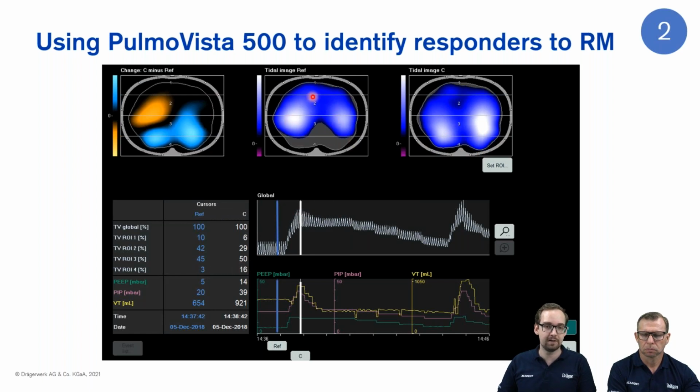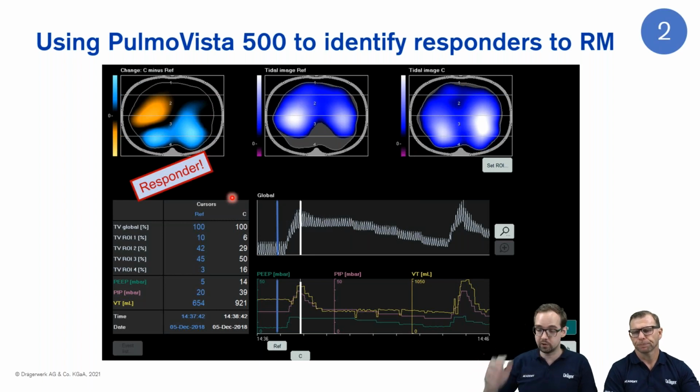By comparing this image with this image, just on a visual basis, you can already see there's a big difference. We see that especially in the dorsal part, which is most prone to atelectasis in a supine patient, there is a significant improvement in region number 4. This picture also shows us in blue color a gain of ventilation. So this is a clear sign that we're looking at a responder to a recruitment maneuver. I've done this here in this example with a very big increase.